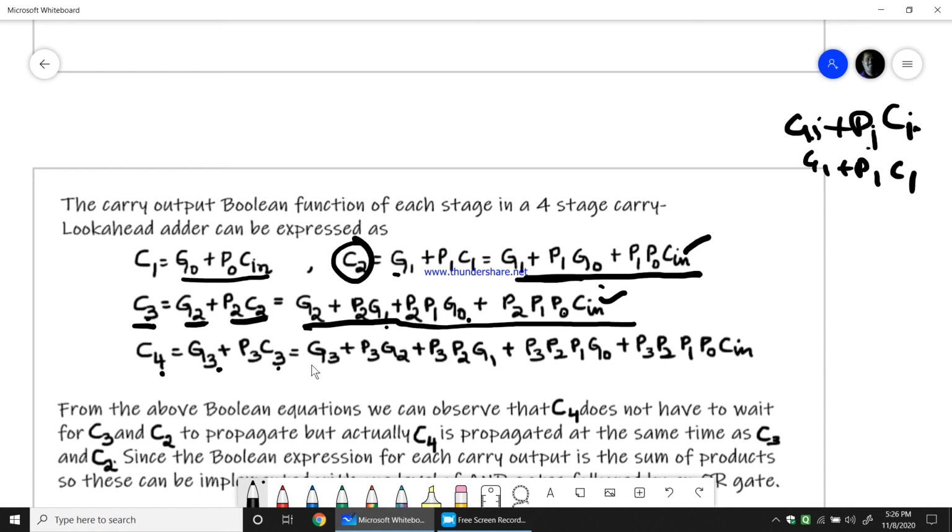C4 is G3 plus P3 C3. Therefore, I will substitute for C3 with this equation and I get this expression. So again, C4 is completely dependent on Cin.